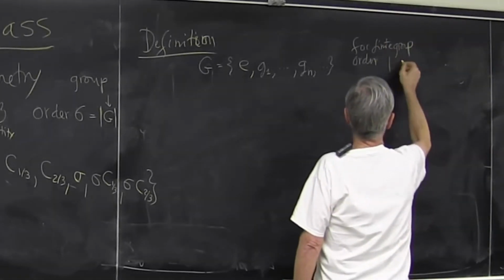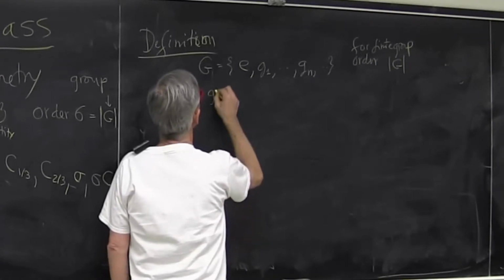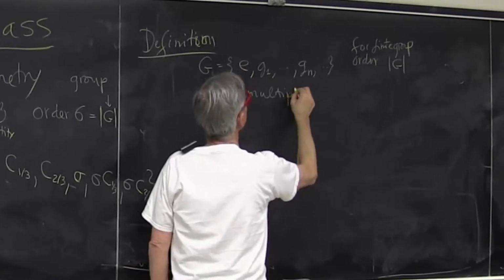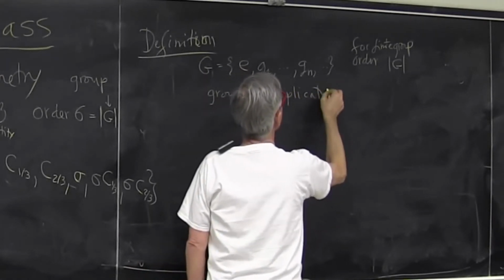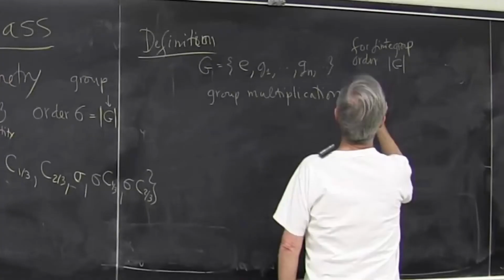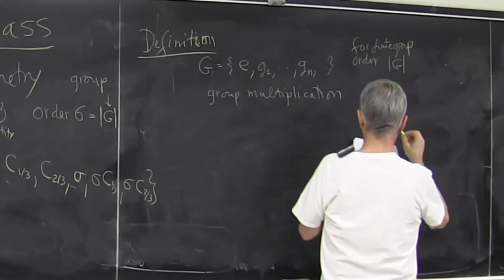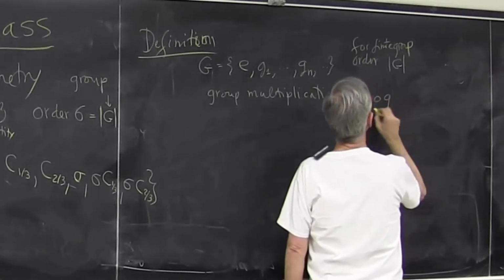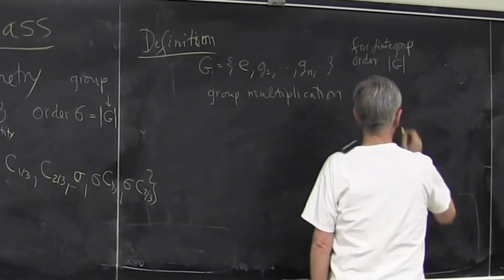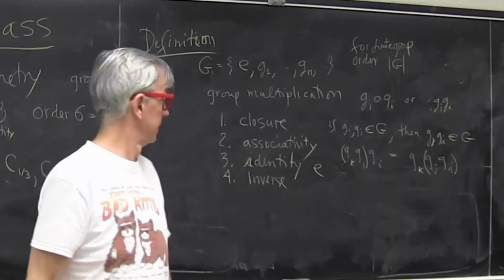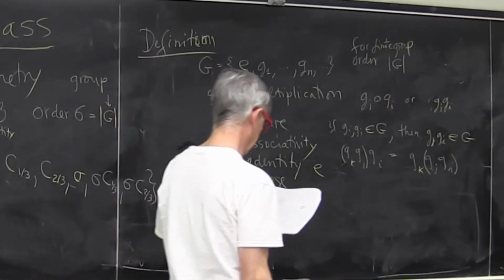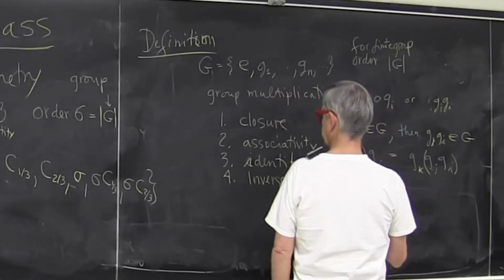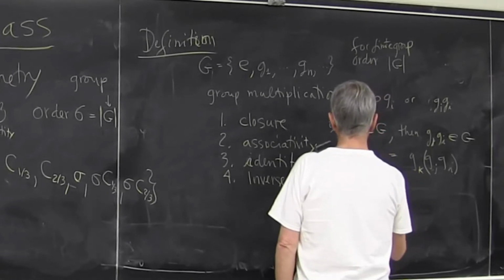And what defines a group is the operation of group multiplication, which we can denote in a few ways. We can use a little circle as a symbol for group multiplication, meaning we apply one symmetry operation and then we follow it by another symmetry operation. Or we can just write G2 multiplying G1 because the convention is always we operate from the left. So the first one, then the second one.